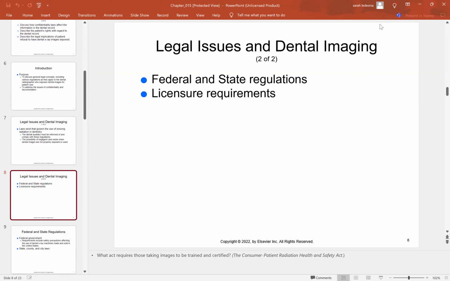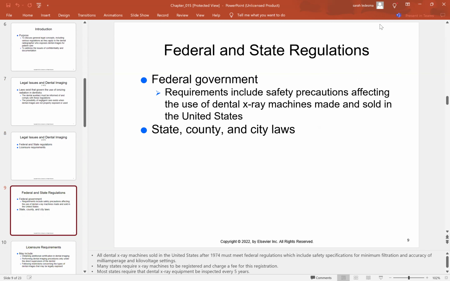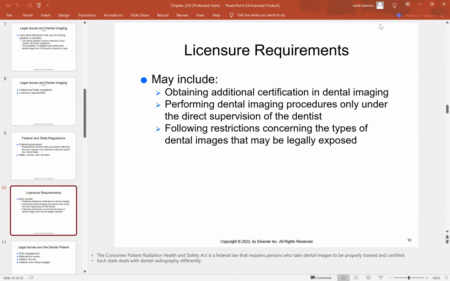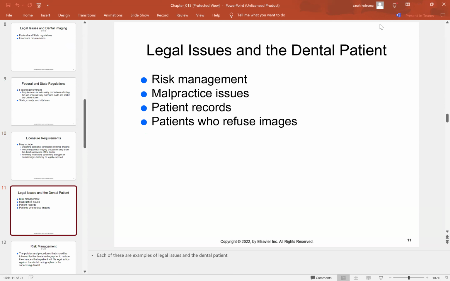We'll speak of federal and state regulations and licensure requirements. Federal government requirements include safety precautions affecting the use of dental x-ray machines made and sold in the United States. Licensure requirements may include obtaining additional certification in dental imaging, performing dental imaging procedures only under the direct supervision of the dentist, and following restrictions concerning the type of dental images that may be legally exposed.